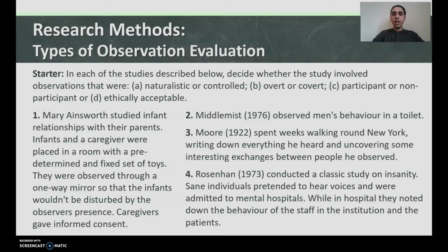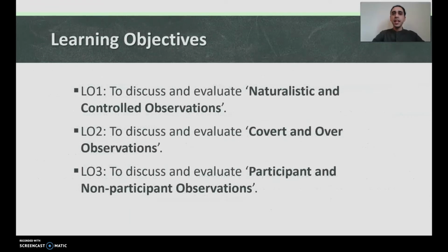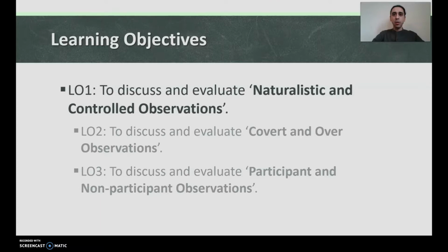Let's have a look at our learning objectives for today. Learning objective 1, we're going to discuss and evaluate naturalistic and controlled observations, looking at the strengths and weaknesses of that, as well as covert and overt observations, and then lastly, participant and non-participant observations. Let's get started on LO1.